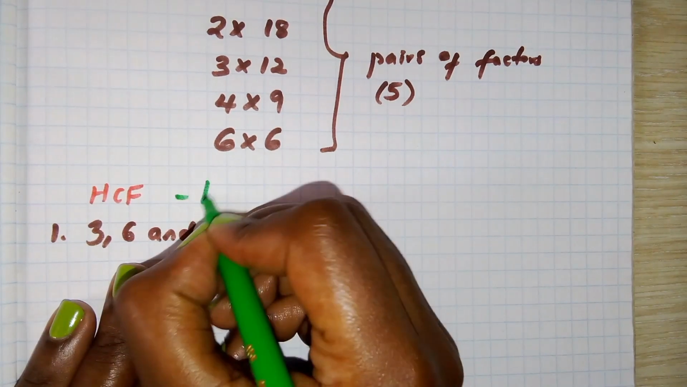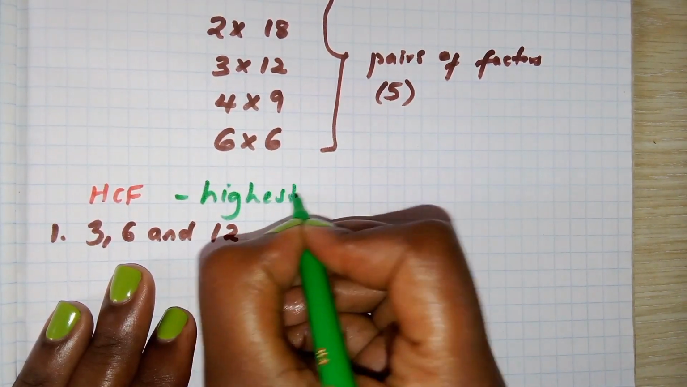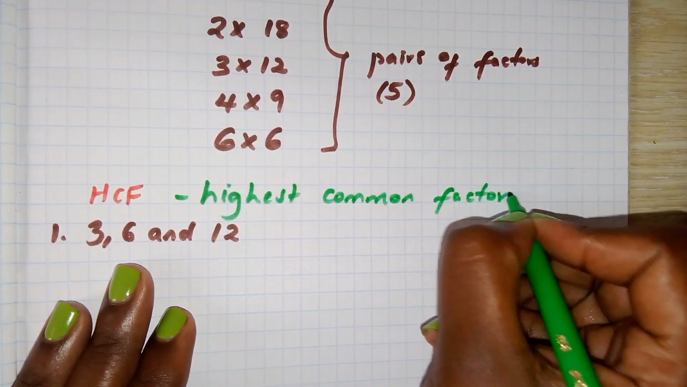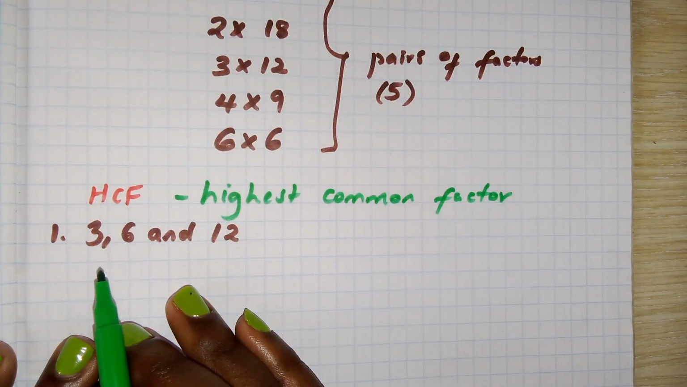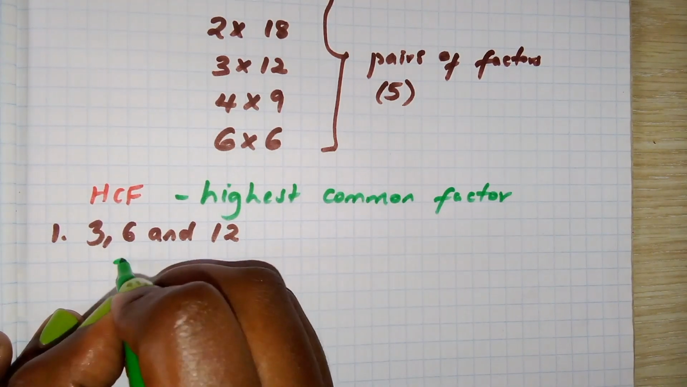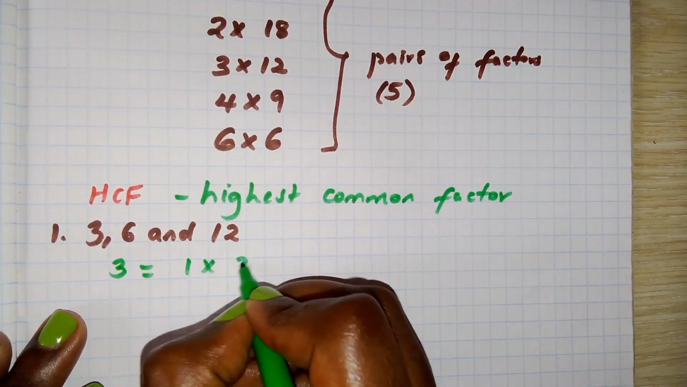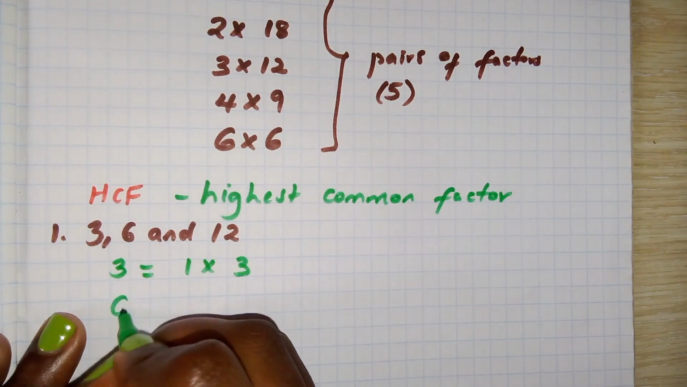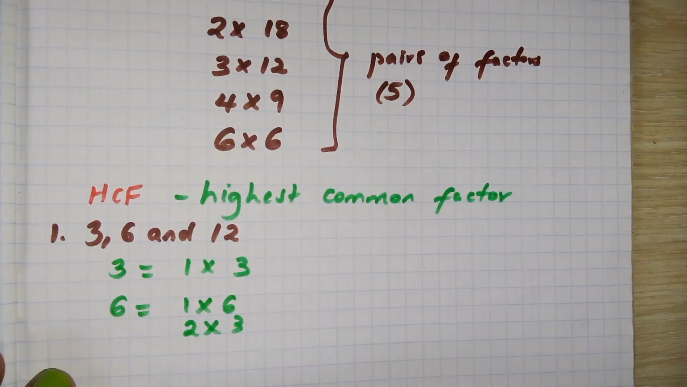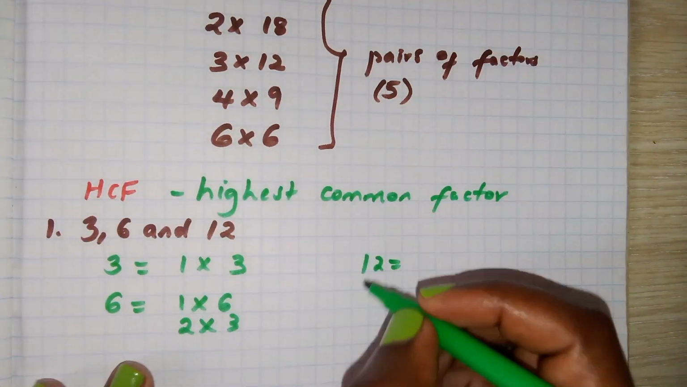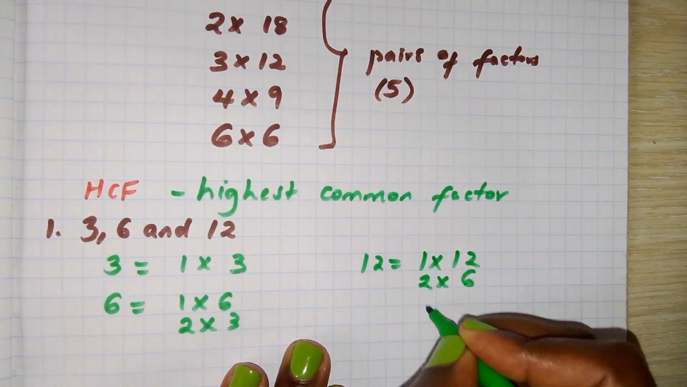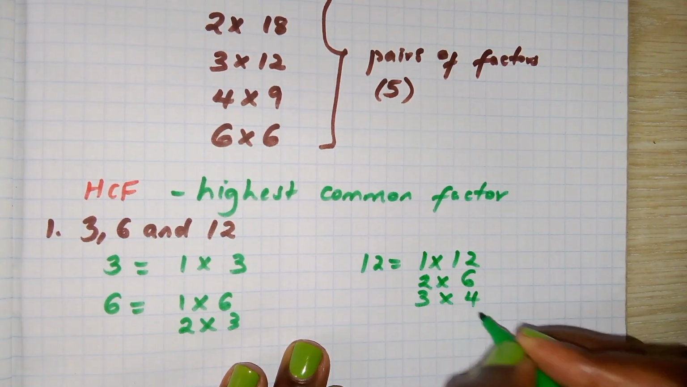HCF stands for highest common factor. We need to pick the highest number that appears in 3, 6 and 12. So let's start with the factors of 3. We have 1 times 3. Factors of 6, we have 1 times 6 and 2 times 3. Factors of 12, we have 1 and 12, 2 times 6, 3 times 4.